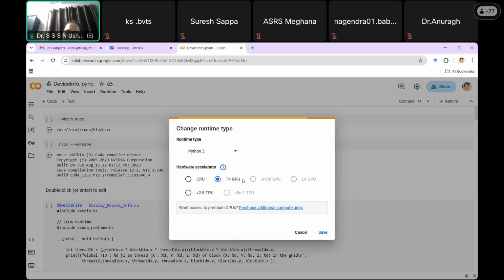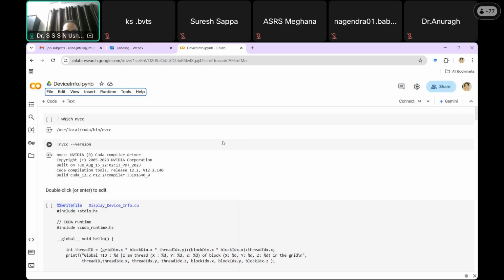T4 GPU means Tesla. That's why I mentioned it; you remember this name, Tesla. So this version is available in Google Colab. We have a CPU version and a T4 GPU version. By default, it will be CPU only. You need to change to GPU and save the setting. Then you need to run the program.